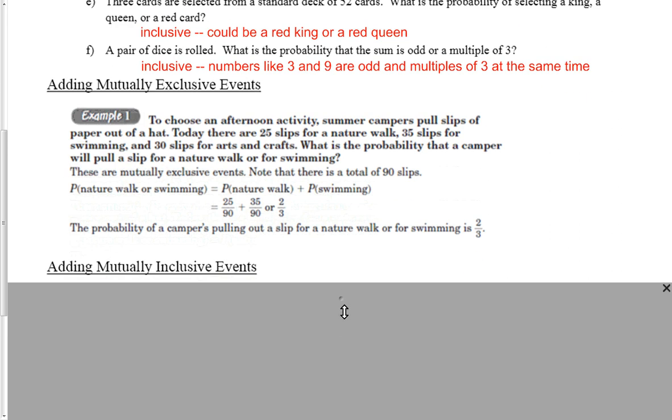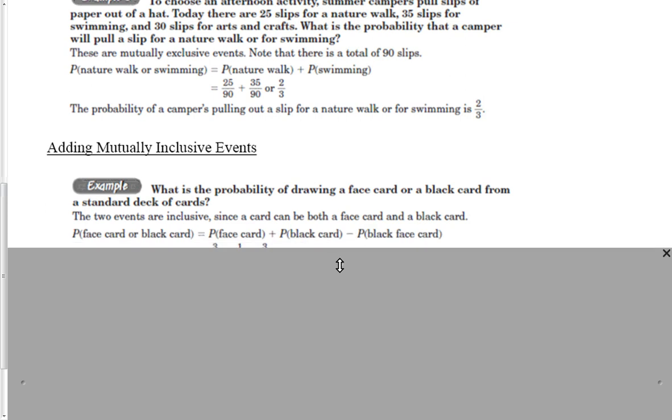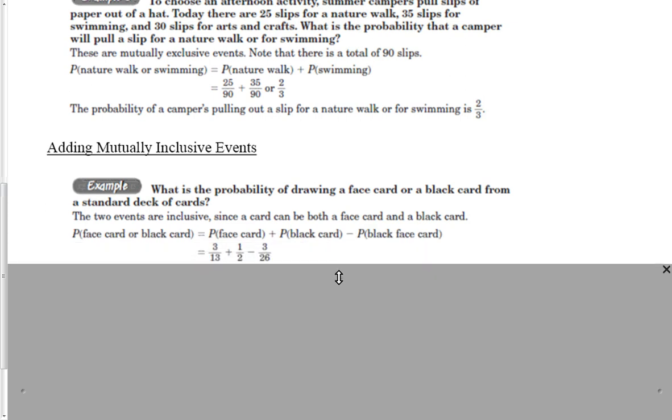So let's do some more practice here. When you have mutually inclusive events, you have to do that extra step that I had mentioned earlier. So what is the probability of drawing a face card or a black card from a standard deck of cards? Well, a face card could be black or red, so there's a chance of overlap.